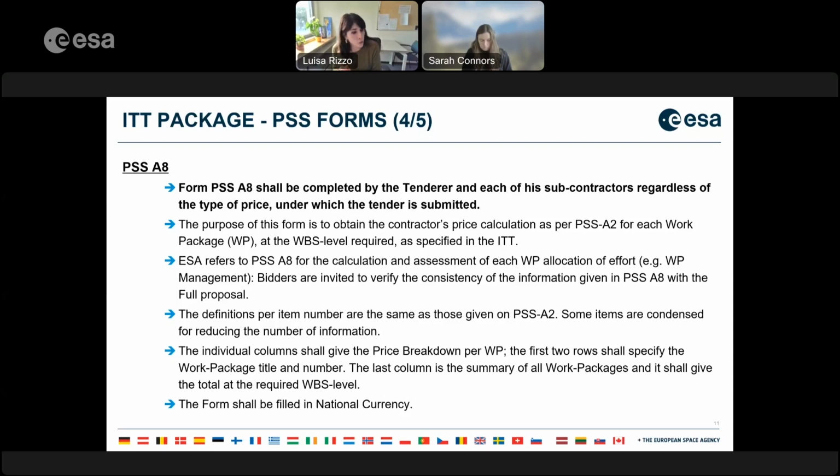Moving forward, the definitions per item number are the same as those given on the PSS A2. That's why we always start with, and that's again a suggestion for you, drafting the PSS A2. Once you have completed the PSS A2, the rest is, I would say, easy to fill in, especially because you have the same item numbers given in the PSS A2. Some of them can be condensed to reduce the amount of information, but most of them are the same.